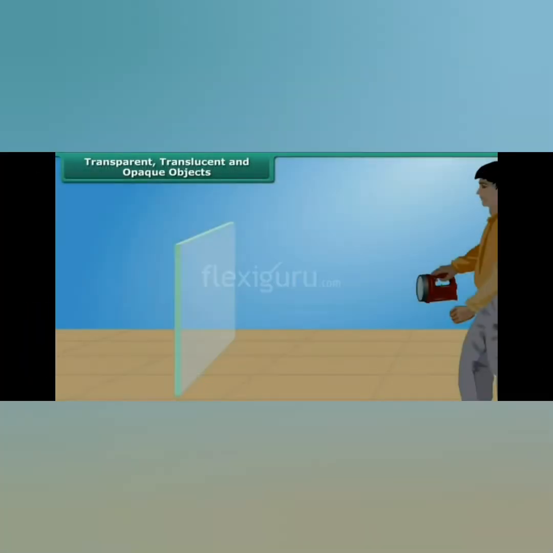Let's now move on to other objects which are known as transparent, translucent and opaque objects, okay.